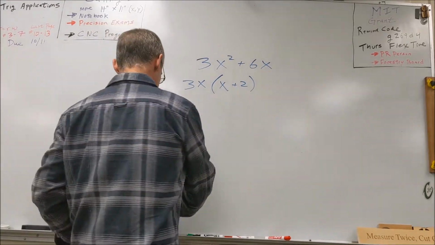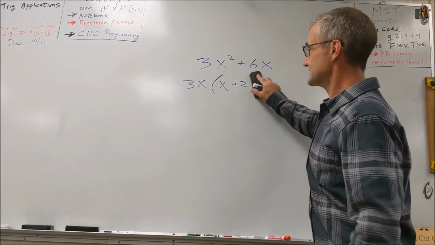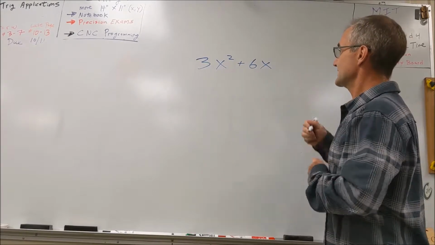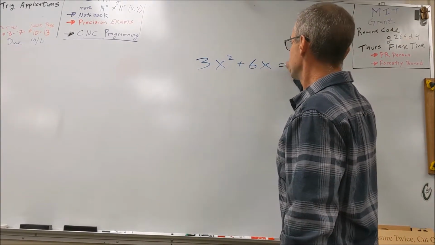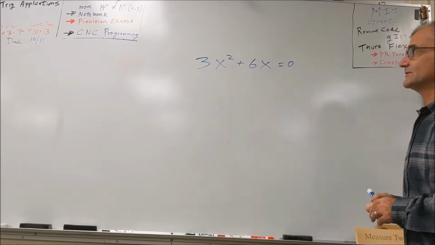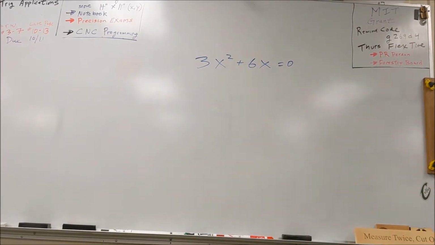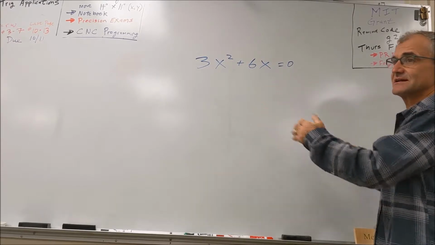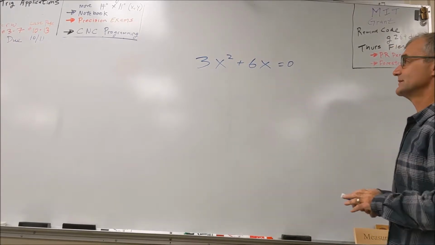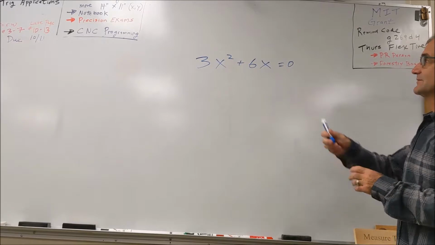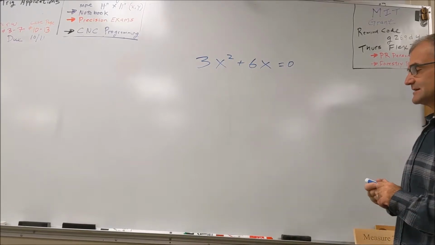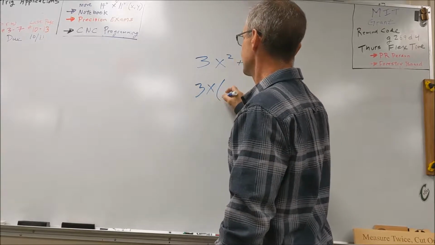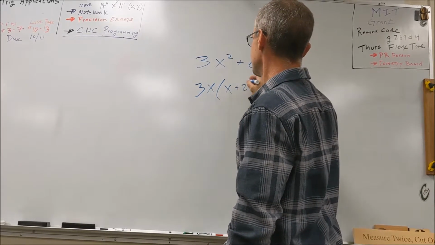The other way I could factor, so again, this is an expression. If it's set equal to 0, then I could use the zero-product property to solve. But only when it's an equation. If it's an expression, I can't solve for x because there's no equal sign. So if it's an equation like this, I do the exact same thing. I factor out the common term of 3x, leaving me with x and 2.